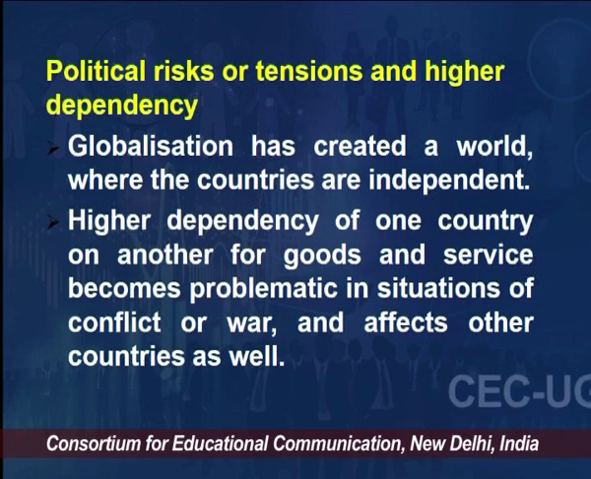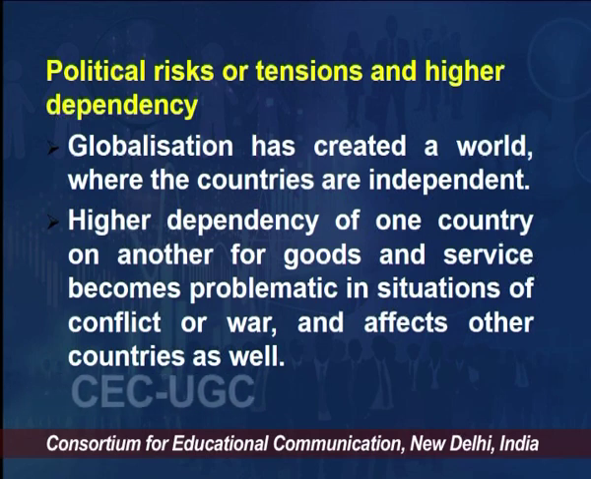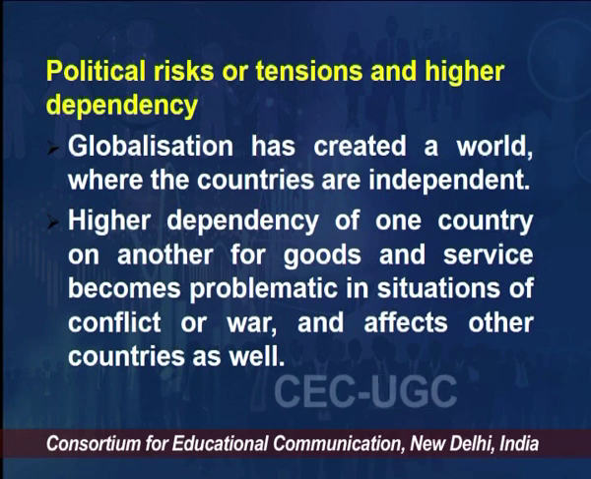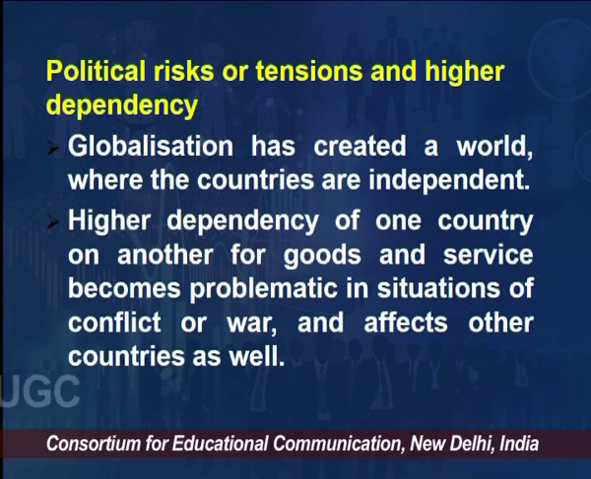Globalization has created a world where the countries are interdependent. Higher dependency of one country on another for goods and services becomes problematic in situations of conflict or war and affects other countries as well. For example, the Ukraine and Russia war has created a shortage of wheat and petroleum products across Europe. Another example is after the recent Indo-China tension during the COVID times, the Indian government appealed to the general public to shun the Chinese products. But this strategy couldn't sustain as we import hugely from China.